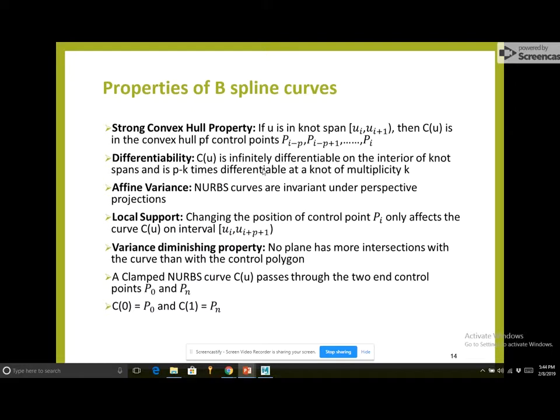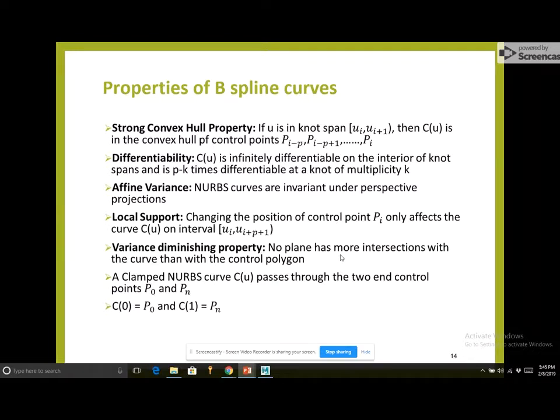And then differentiability. Our curve is infinitely differentiable on the interior knot spans. And affine invariance. NURBS curves are invariant under perspective projections. Local support. Changing the position of a control point will affect only part of the curve, because our curve is an average of all the control points. So if we change a single control point, it is going to affect a part of the curve but not the entire curve.